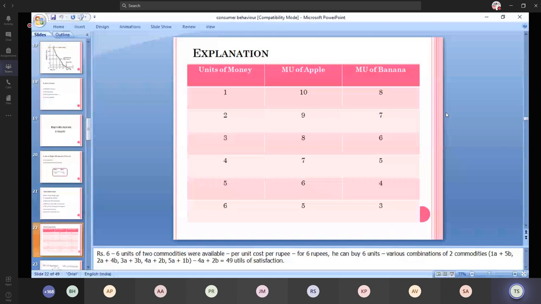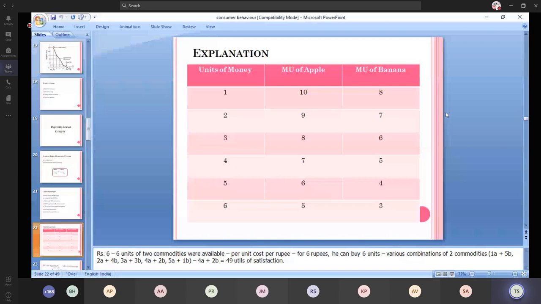If he spends 3 units, there may be 2 apples with 1 banana, or 2 bananas with 1 apple, likewise. The money is limited; he has only 6 units. If he spends all his 6 units on the purchase of 2 commodities, he can choose various combinations of these 2 commodities. So either he can buy 5 apples with 1 banana, or 4 apples with 2 bananas, or 3 plus 3, or 2 plus 4, or 1 plus 5.